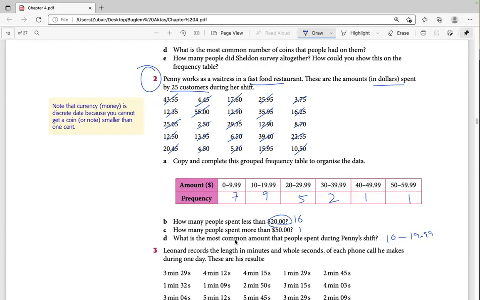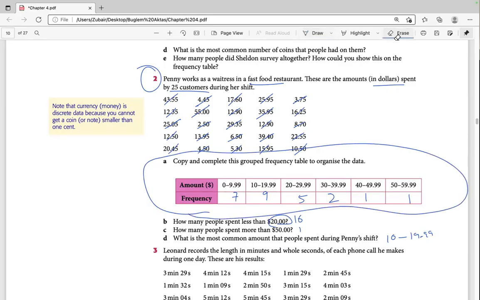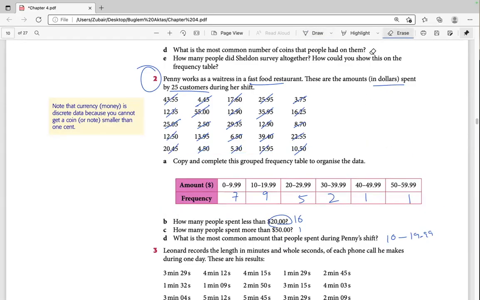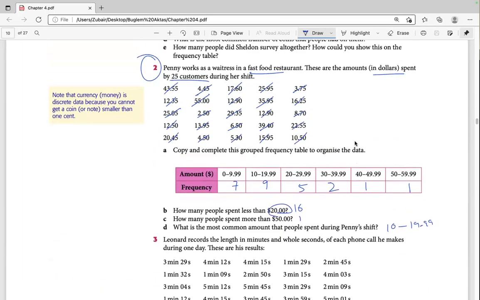Now, can you actually tell how many people spent $12 if I give you this amount and frequency table? No. If I give this table, no. And if I give you everything and ask how many people spent $12, you can exactly tell me that there was no one, because there's no amount written as 12.00. So this depends.